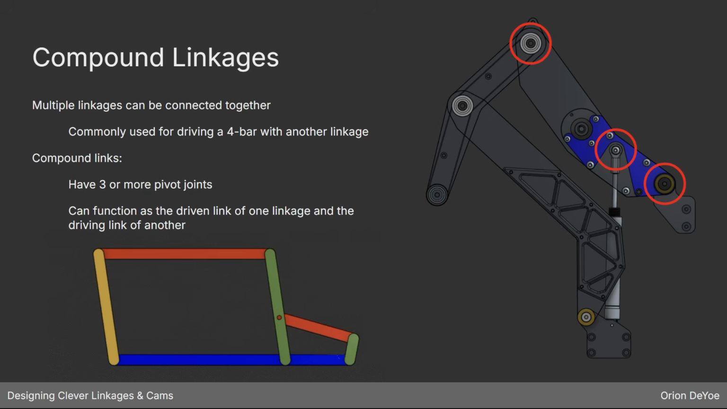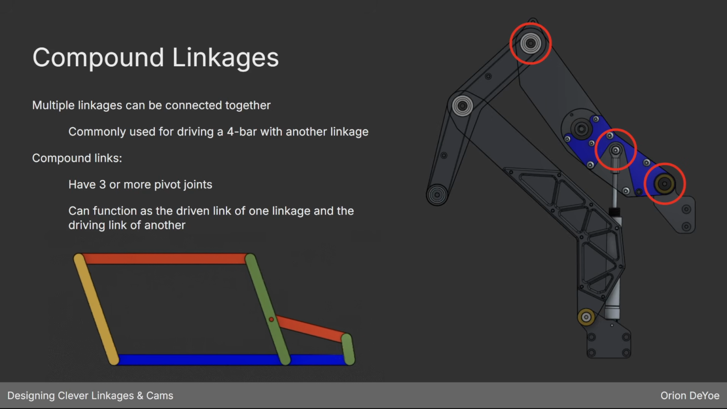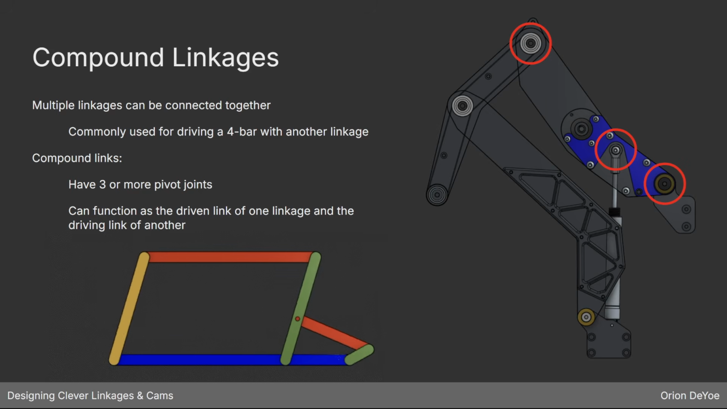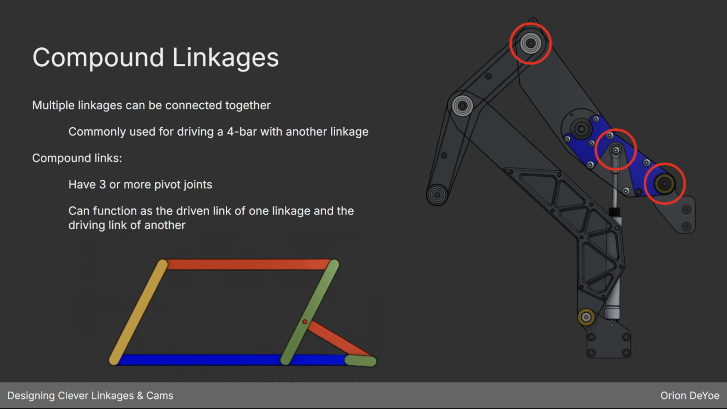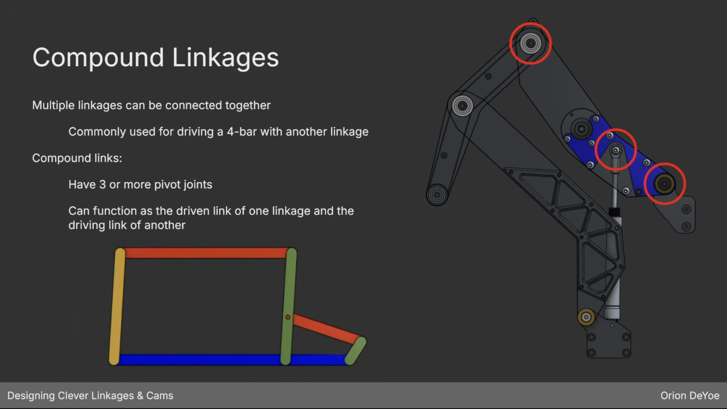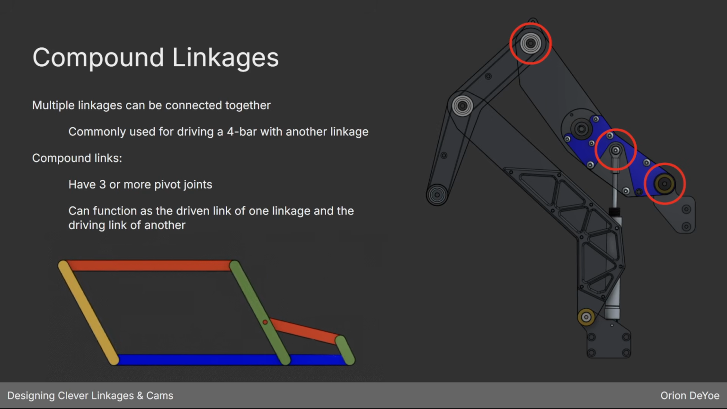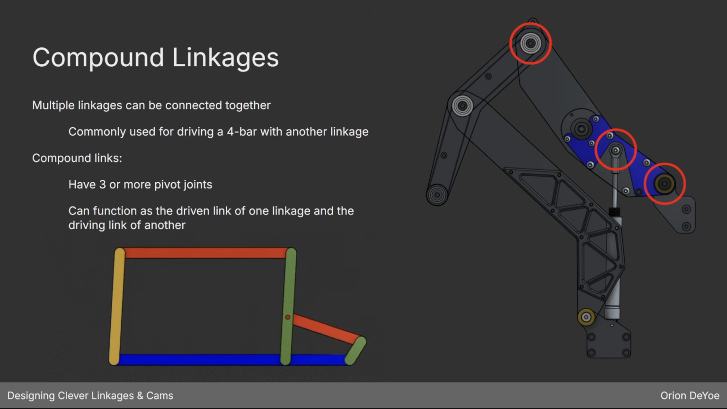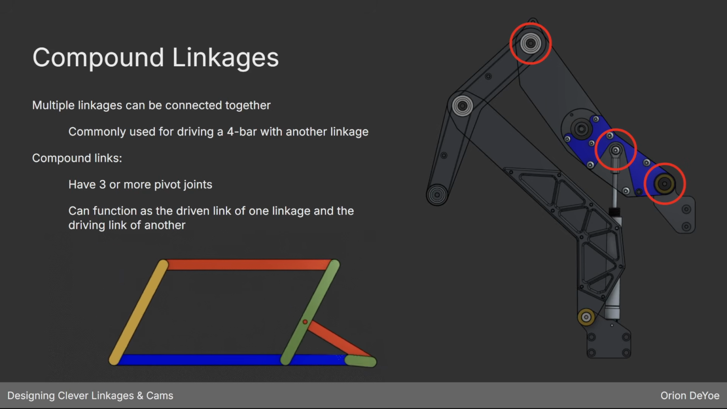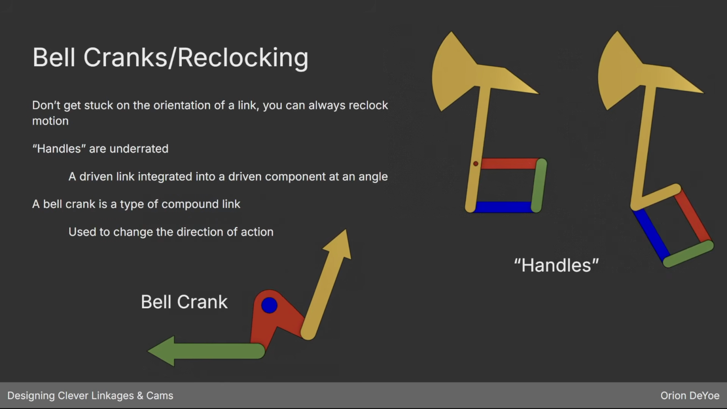And so basically you can identify a compound link by looking at how many pivot points it has, like how many joints it has. And if it's got 3 or more, then you know that that's a compound link. And generally speaking, that compound link is the driving link for one linkage and the driven link for the other linkage.